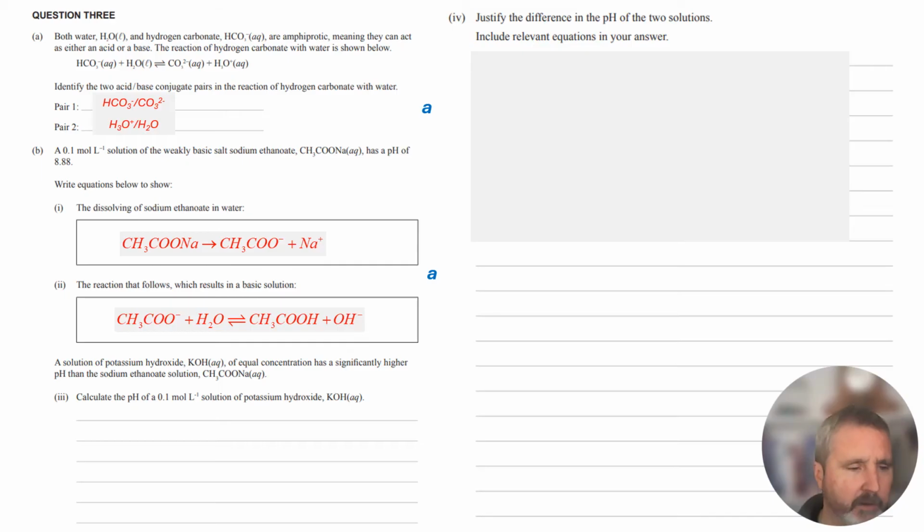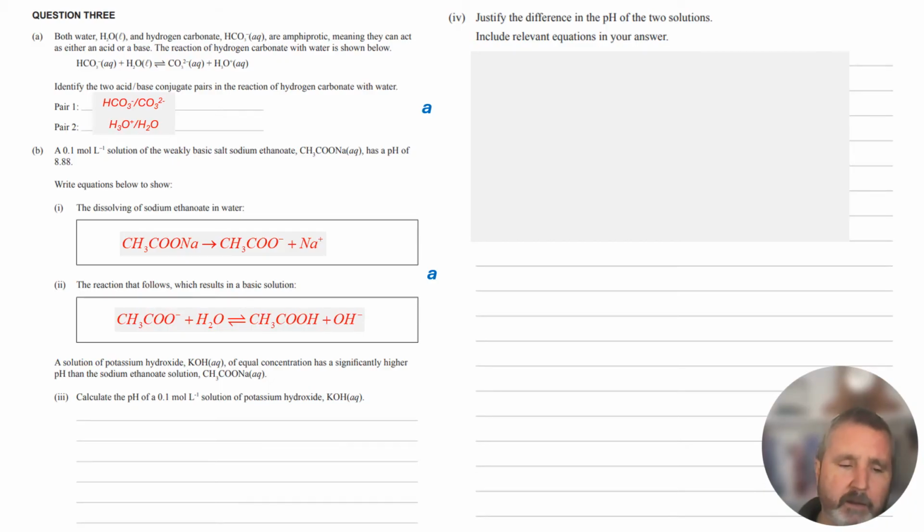So the next point is a solution of potassium hydroxide of equal concentration has significantly higher pH than this solution. Can you tell me why? This is similar to the question earlier on in the paper, but okay, let's calculate. Well, it doesn't say tell me why. They just want us to calculate it for a start. So they want us to calculate the pH from a concentration of a strong base. Now, if we look at potassium hydroxide, you see that each potassium hydroxide produces one hydroxide. So the concentration of hydroxide is equal to 0.1.